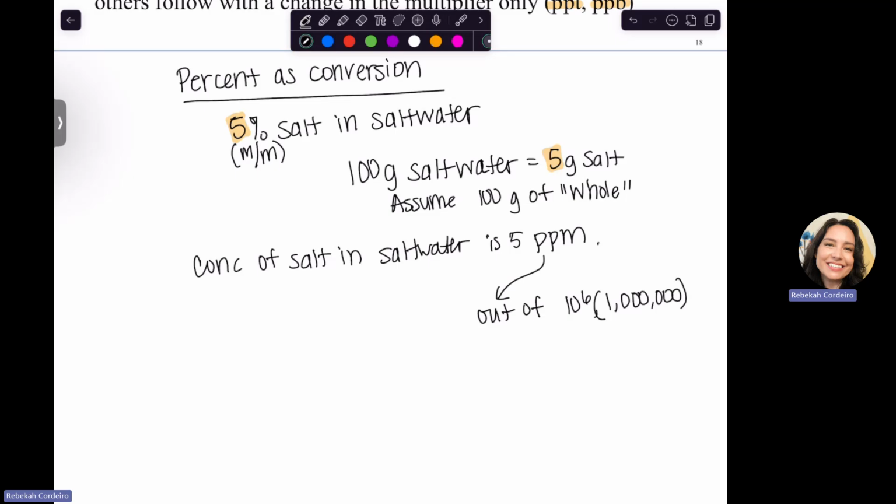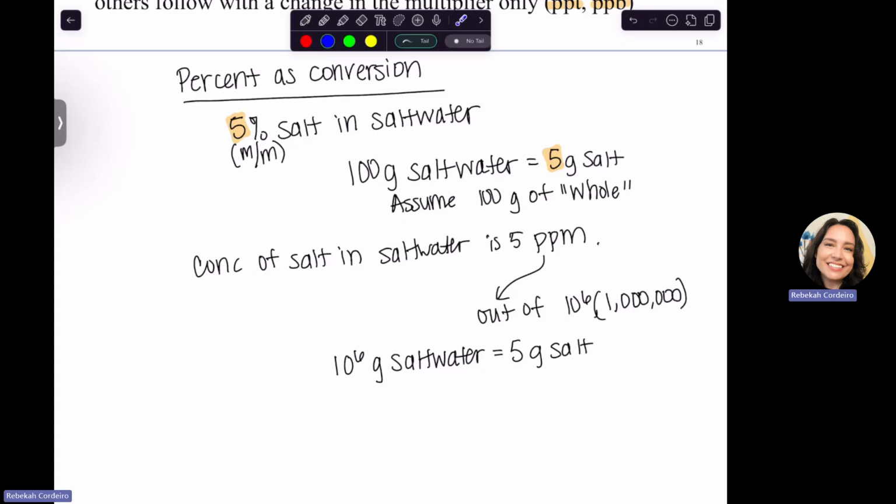So if we could use grams for it, that's fine. It doesn't tell us part per million, it just needs to be the same unit on both sides. So we could say if I had 10 to the 6 or a million grams of salt water, how many grams of that would be salt if it's 5 ppm? 5. Because ppm is just like a percent, except it's out of a million instead of out of 100. Doing the same thing, I just changed what number I'm going to use for the whole. Instead of 100, use a million.